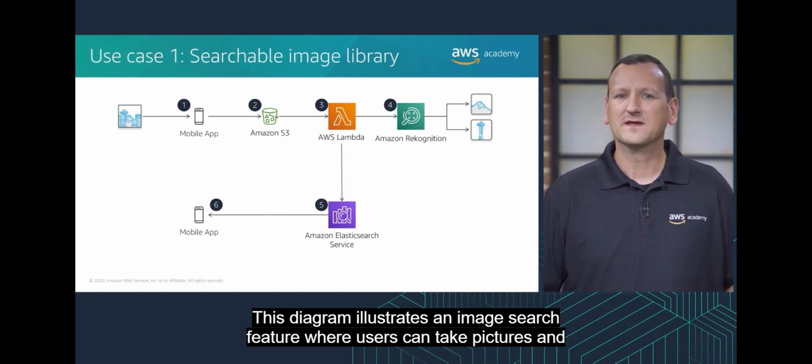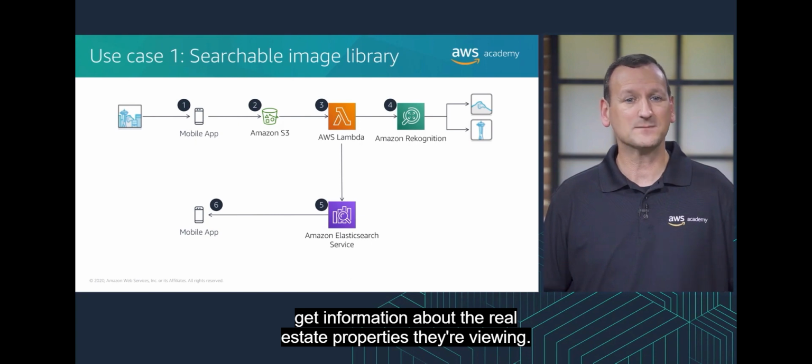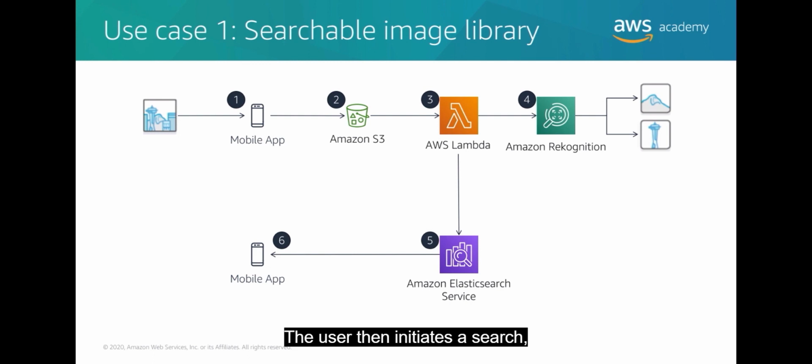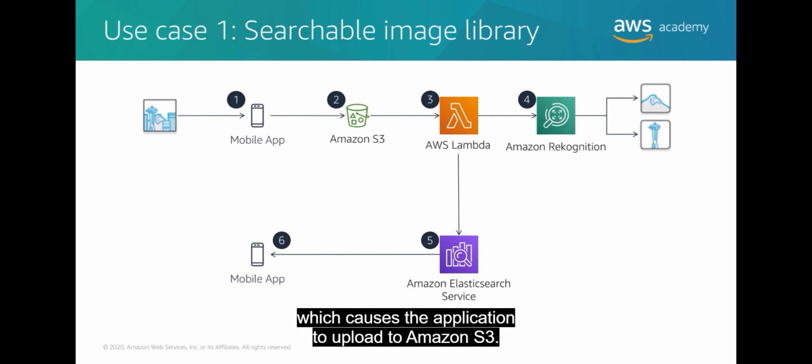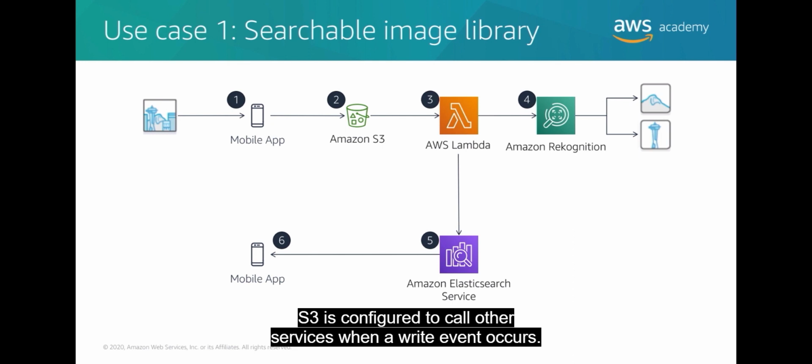This diagram illustrates an image search feature where users can take pictures and get information about the real estate properties they're viewing. First, the user takes a picture with their mobile device. The user then initiates a search, which causes the application to upload to Amazon S3. S3 is configured to call other services when a write event occurs.